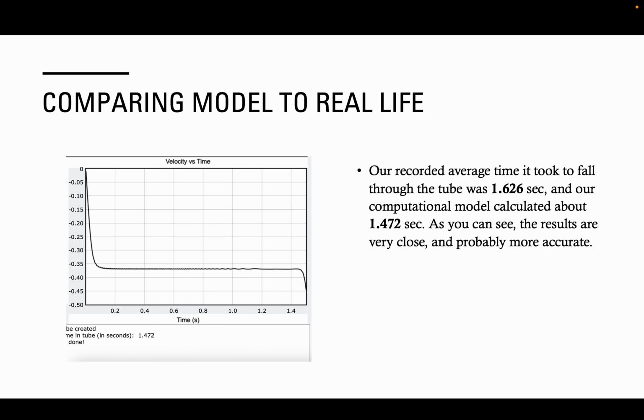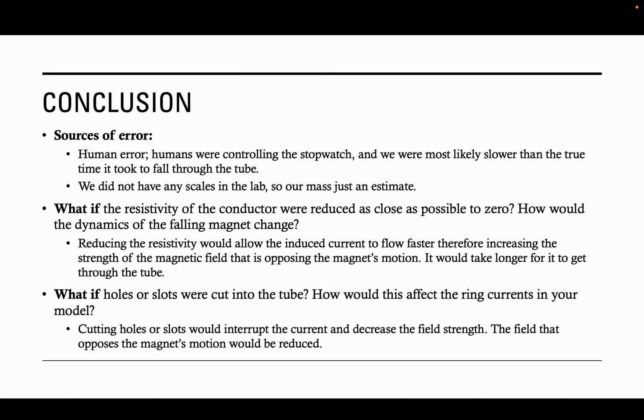That's awfully close to our original recorded average, and we're going to assume that the computational model is probably more accurate due to human error and other things. Humans are controlling the stopwatch, and we're probably slower than the actual time that it took to fall through the tube. Also, we didn't have any scales in the lab, so our mass is just a rough estimate.